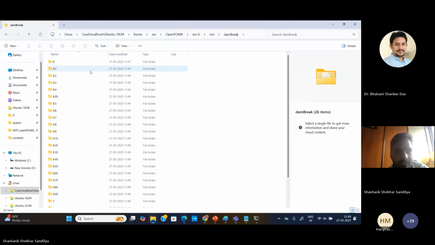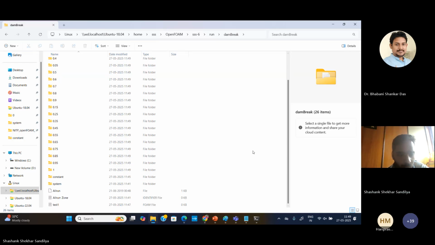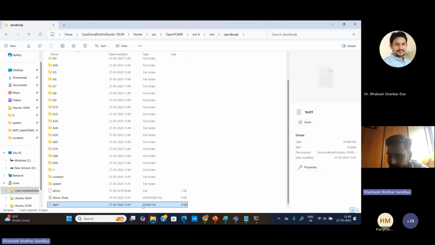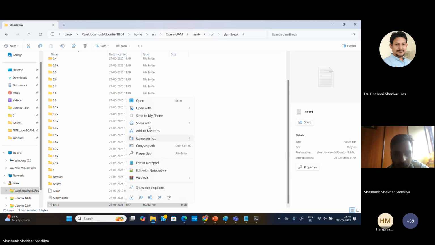See, initially we had only 3 folders: zero, constant, and system. Now we have lots of folders created, like 0.1, 0.2, 0.3, 0.4. These are created while running the simulation, and values have been stored at every interval listed here. So we have this .foam file which we created. This file contains all our results, which we can open in ParaView.